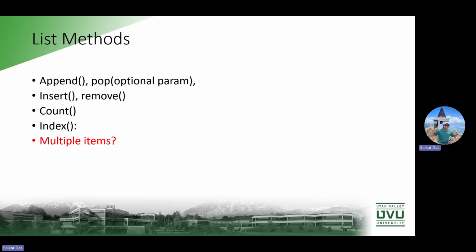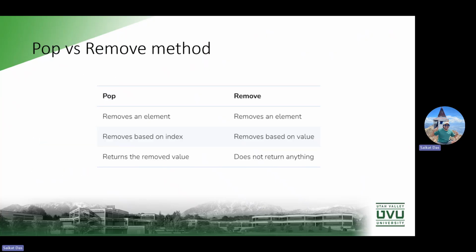Okay, so I would like to go through the difference between the pop and remove functions. Pop removes an element, remove also removes an element, but the difference is that pop is based on an index. By default, it removes the last one. If you put 0, it removes the first one, but remove is based on the value. And whenever you call the pop function, it returns the removed value.